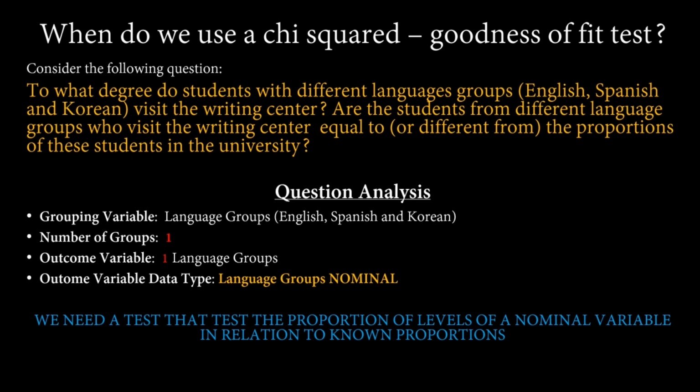So what do we need? We need a test that tests the proportion of levels of a nominal variable in relation to known proportions. So the levels of the variable is the counts of the English, Spanish, and Korean students who visit the writing center. What's the known proportion? Well, that's the proportion of these types of students within the university setting.